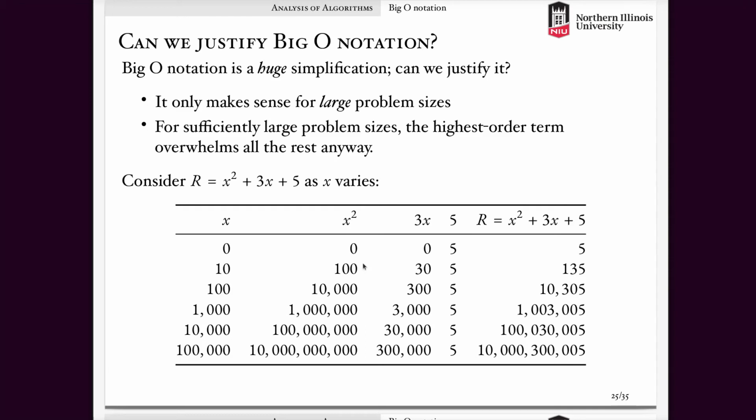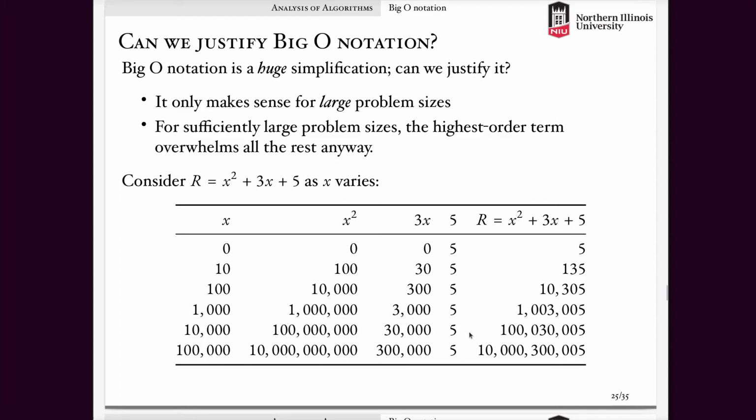And again, how do we justify this? Here's a table that shows the math that we just looked at, and I iterated 3 times. As x gets larger, what happens? Well, here's your x squared, here's your 3x, and here's your 5. It's the function we were just looking at: x squared plus 3x plus 5. As x gets bigger, what really happens? Well, 5 never changes. 3x grows, but x squared grows a ton.